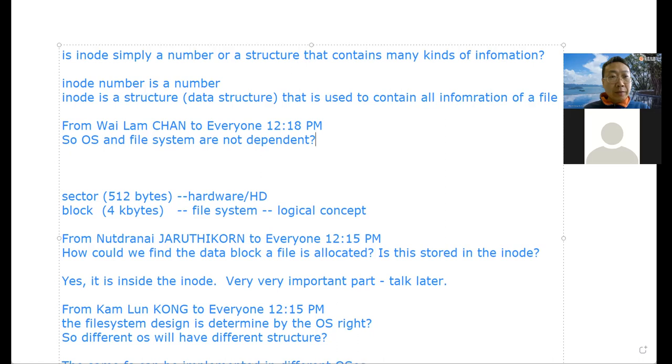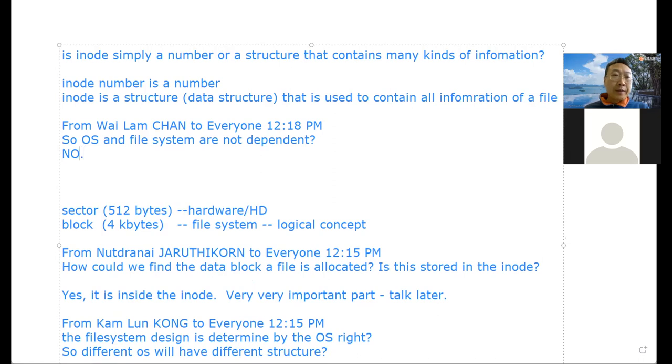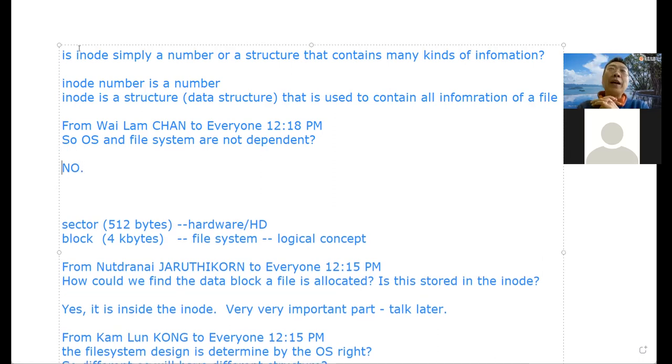So are the OS and file system not dependent? They don't exactly depend on each other. Of course, they are very close, but generally speaking, we usually see operating systems contain file systems, and different operating systems may have the same file system. So they are independent of each other in that sense, but this totally depends on what operating system means, right? When we talk about operating system, we talk about process management and file management, which is our file system. Inside our operating system, we may have different file systems. I hope I answer your question, okay?